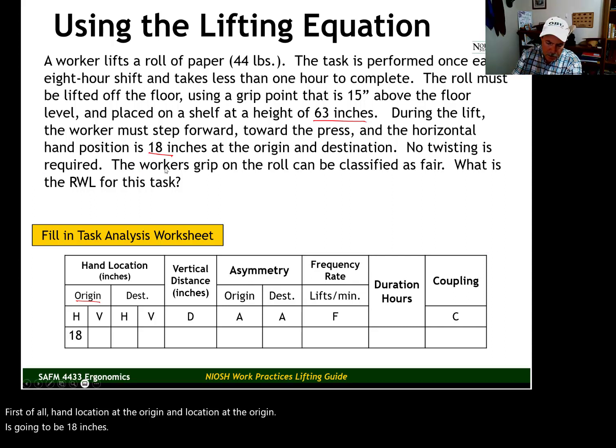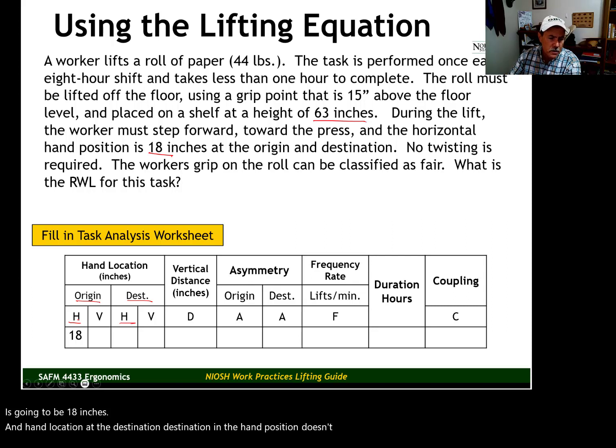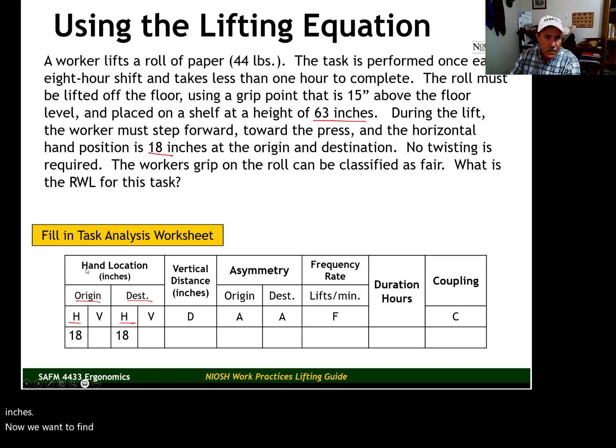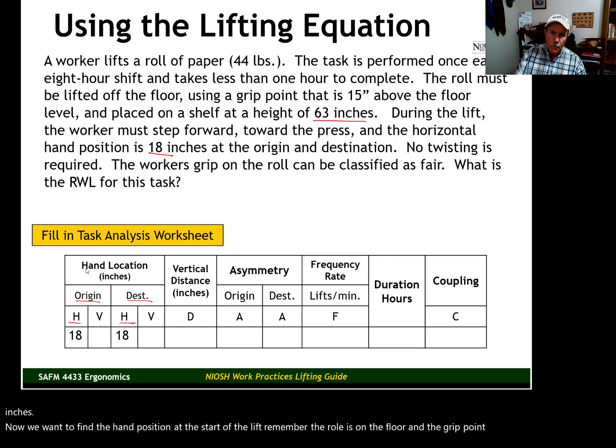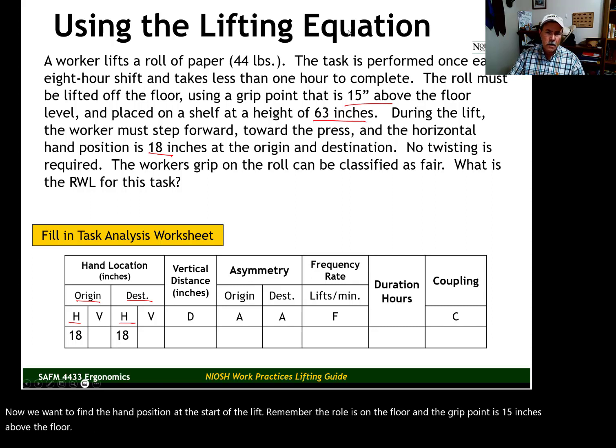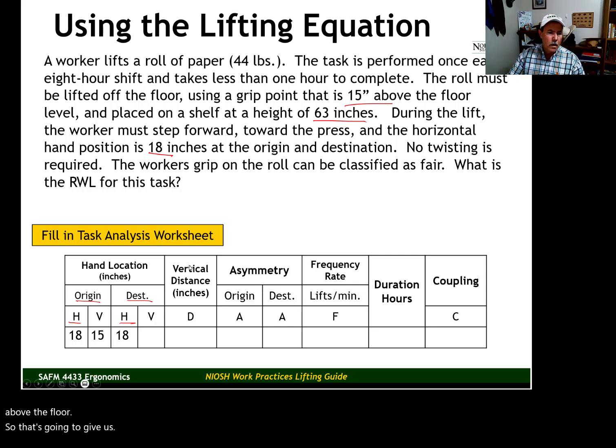And hand location at the destination, and the hand position doesn't change. So it's going to be 18 inches and 18 inches. Now we want to find the hand position at the start of the lift. Remember, the roll is on the floor and the grip point is 15 inches above the floor. So that's going to give us our vertical hand position at the start of the lift.